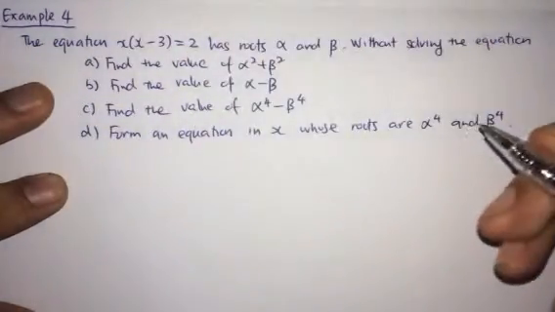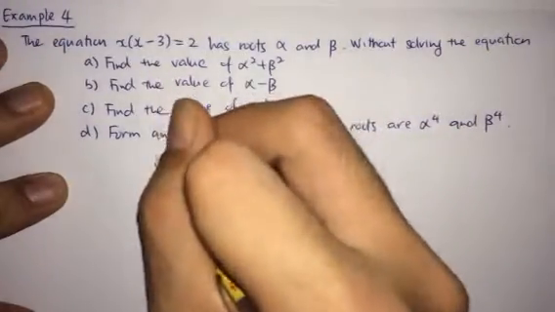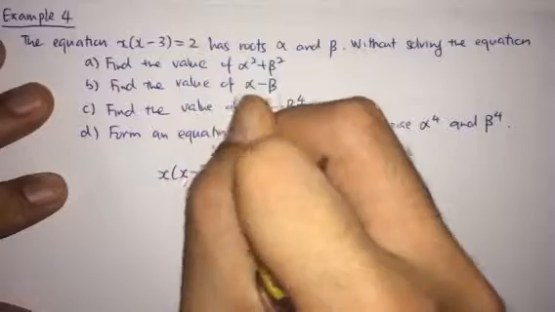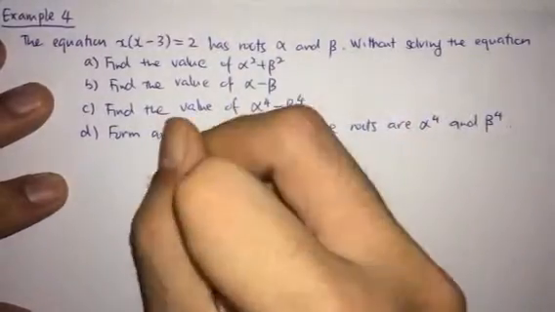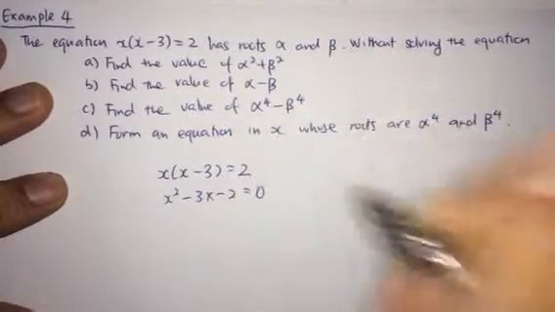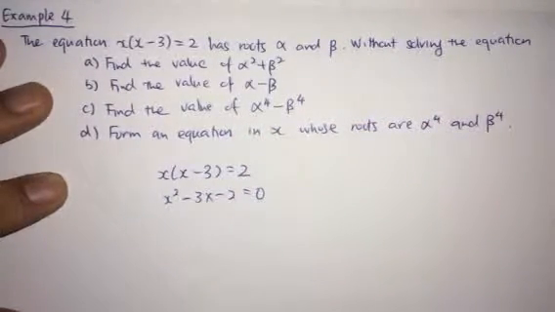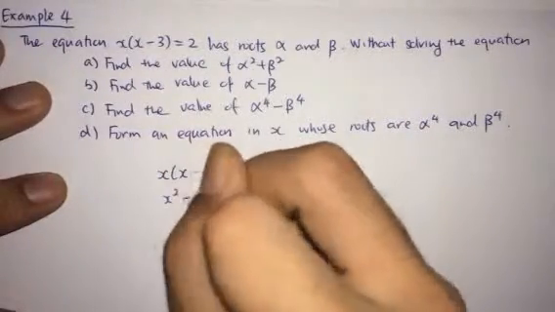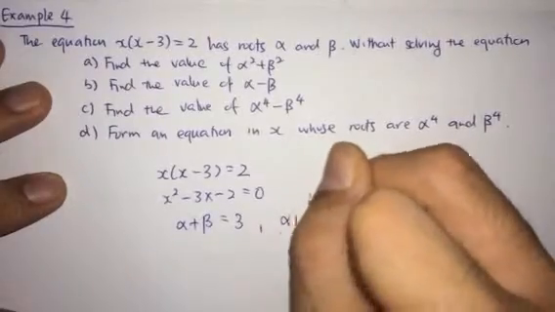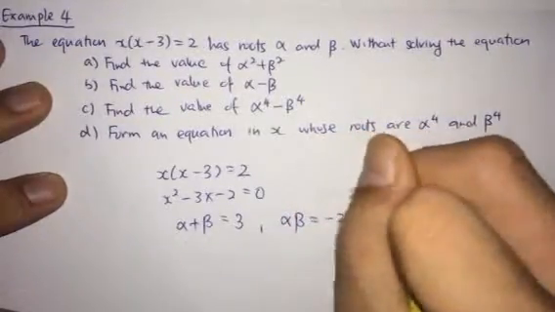Okay, this question is similar to question 3. So what we do is write down the sum and product of roots. The equation given to me is this. Expanding this and rearranging it, we get this. Okay, so the sum of roots will be 3 and product of roots will be minus 2.